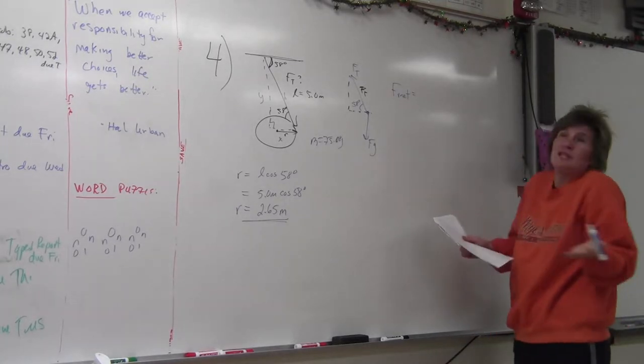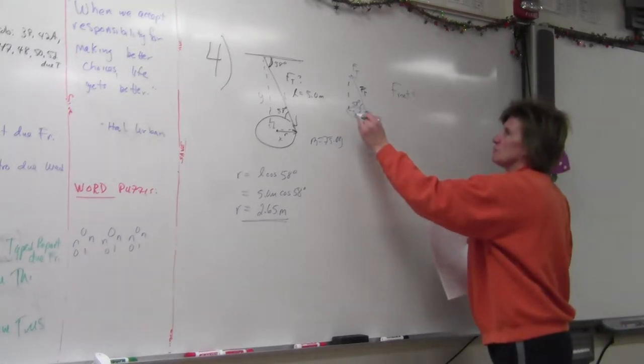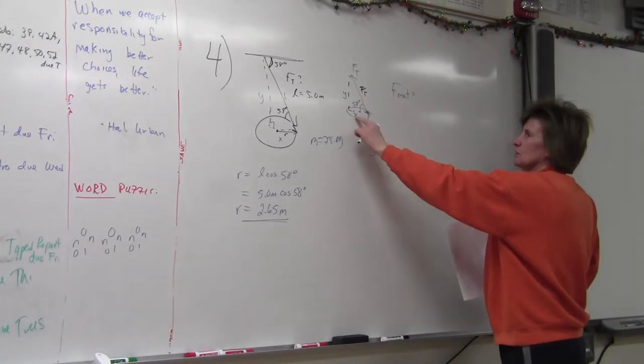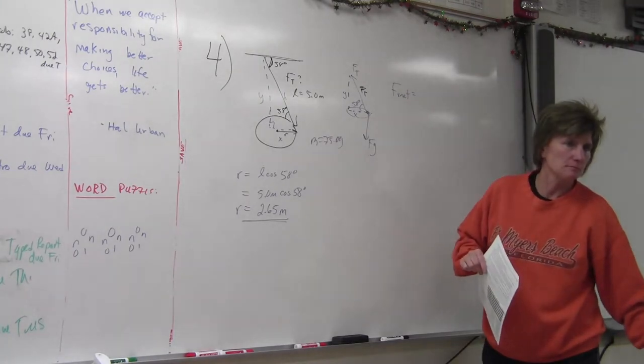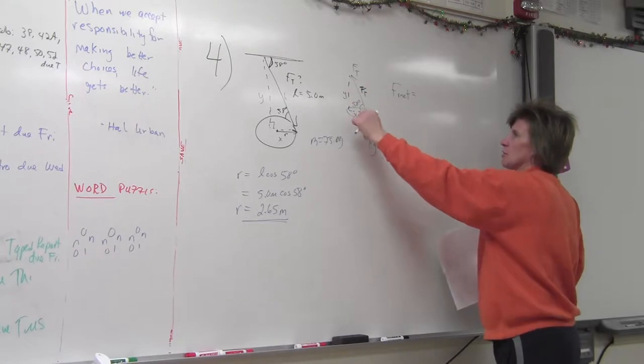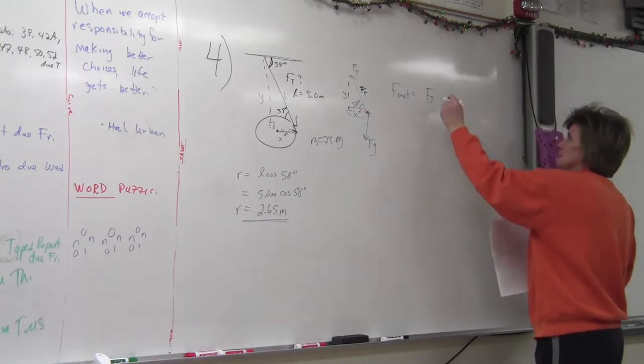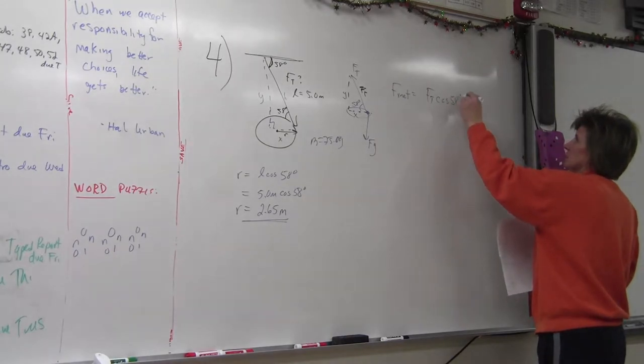What do we have here? What's the only X direction we have? This thing right here, right? Here's my X, here's my Y. So what is this X direction? If this is my hypotenuse, here's my right triangle, what is this? Force tension is the hypotenuse times the cosine of 58 degrees, right?